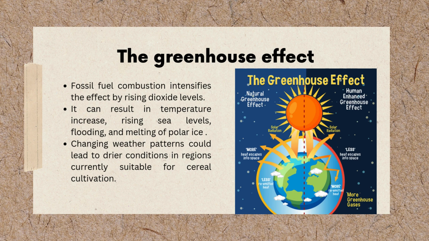A temperature increase of 3 to 4 degrees could lead to polar ice melting, rising sea levels, and flooding in low-lying areas. Recent observations indicate that Arctic waters are becoming fresher, signaling the melting of polar ice. Changing weather patterns could lead to drier conditions in regions currently suitable for cereal cultivation, although some argue that current warming trends are part of natural climate fluctuations.